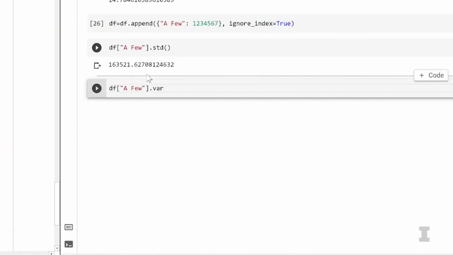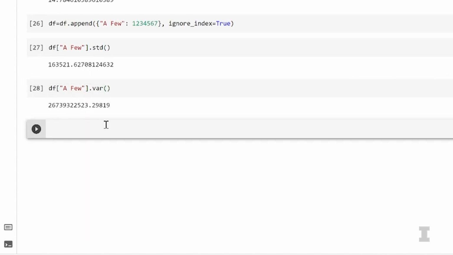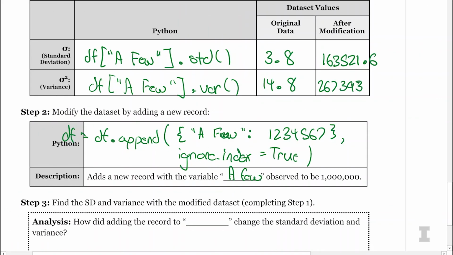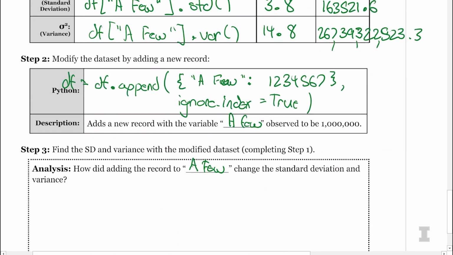So I'm suspecting that that number is going to have 9 or 10 digits. Okay, I'm just going to read this to you. 267,393,225,23.3. I'm adding commas in here, and it looks like that's going to be thousands, million, 26 billion. Oh my gosh. So quite a variance. So how did adding a record to a few change the standard deviation and variance?